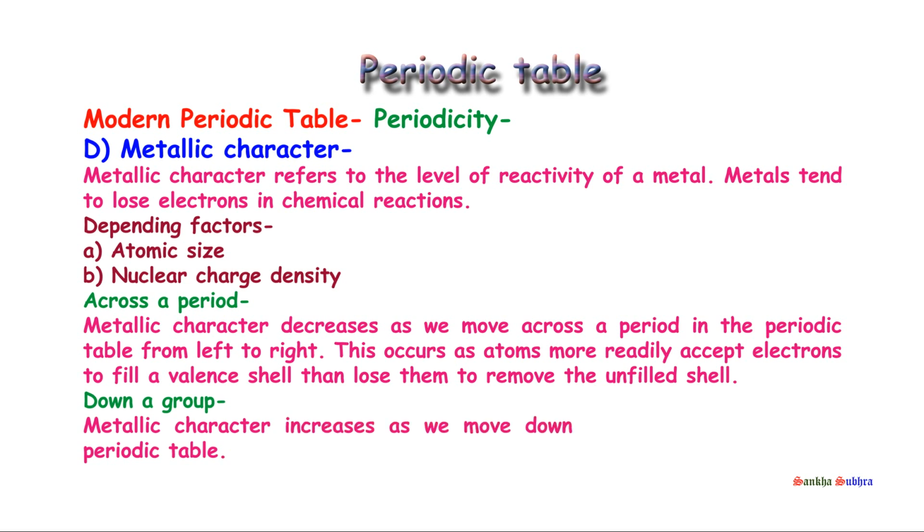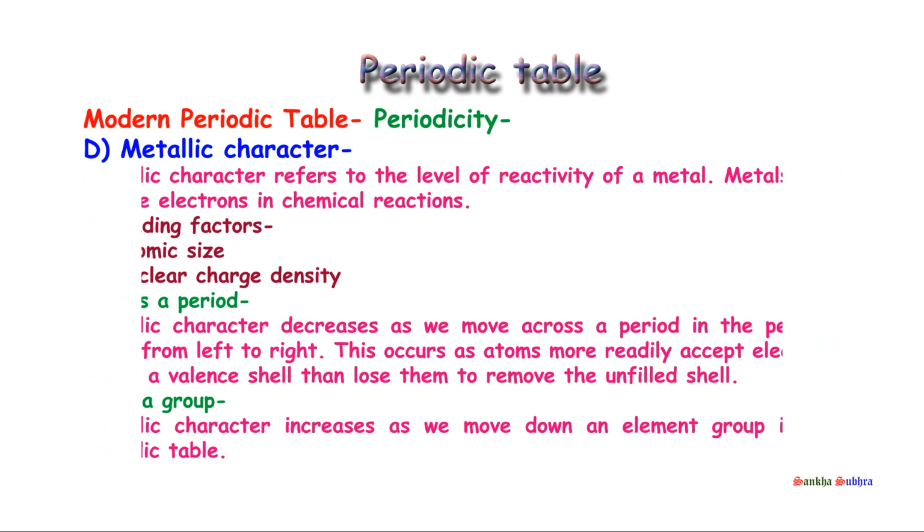Now, down the group, the metallic character is going to be increased because we know down the group the size of the atoms is going to be increased, because we know down the group an extra shell is going to be added every time. So it's easy for the elements to release the outermost orbit electrons. So the metallic character is going to be increased down the group.